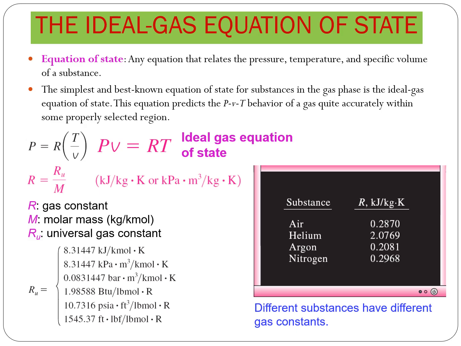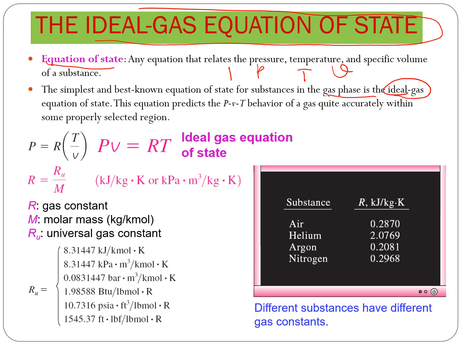Now, since we are trying to discuss the ideal gas equation, we first describe what an equation of state is. The equation of state relates pressure, temperature, and specific volume. And the simplest equation that relates pressure, temperature, and volume for the gas phase is called the ideal gas equation. The equation is Pv = RT. It's important to understand what each term means.